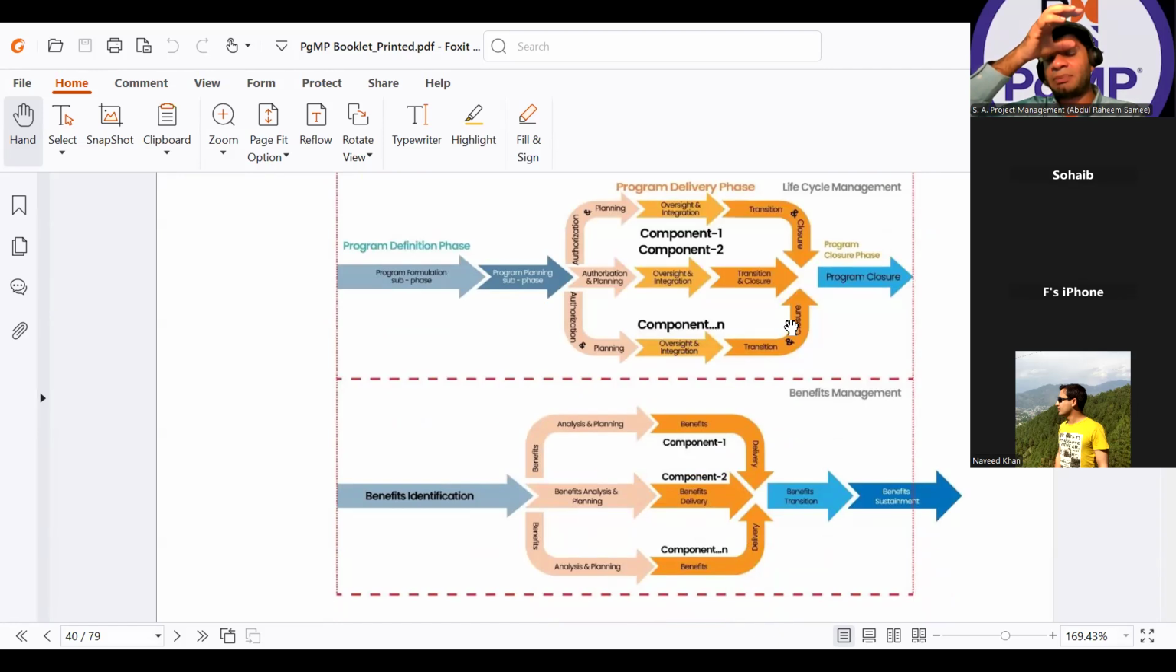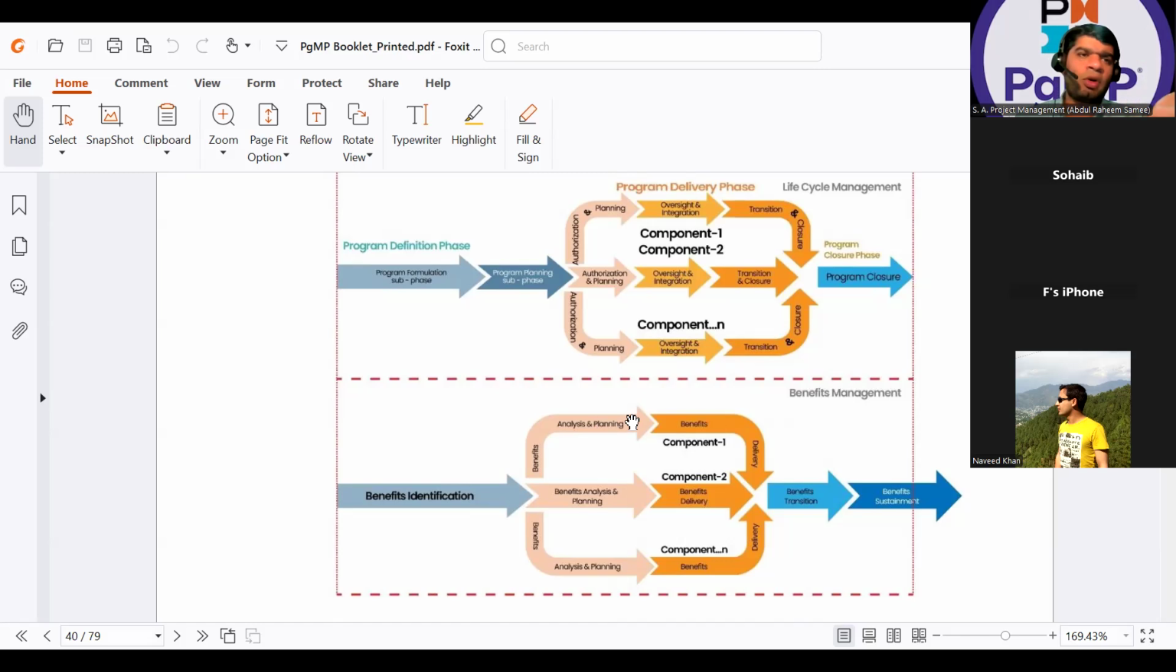Then when we overlap the program life cycle with your benefits management domain, in the beginning, in my program definition phase, or more probably in my program formulation phase, I am doing the benefits identification, in which I am starting to develop your benefit register. Then I do benefit analysis and planning. I will analyze each benefit, what is tangible, what is intangible, what are the different types of benefits, and then I will get my benefits management plan.